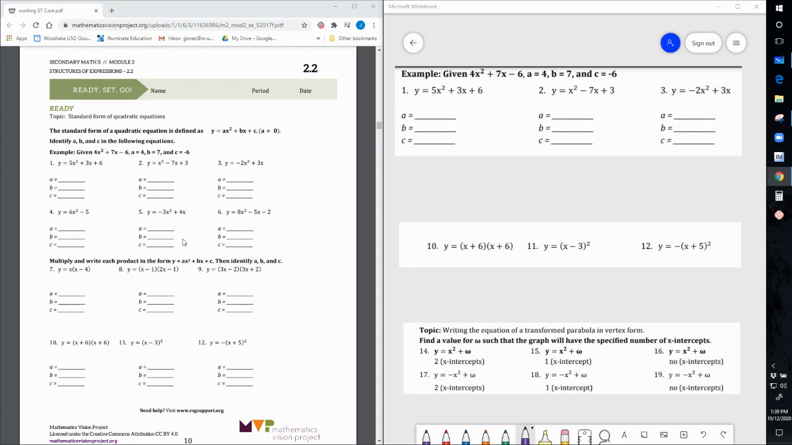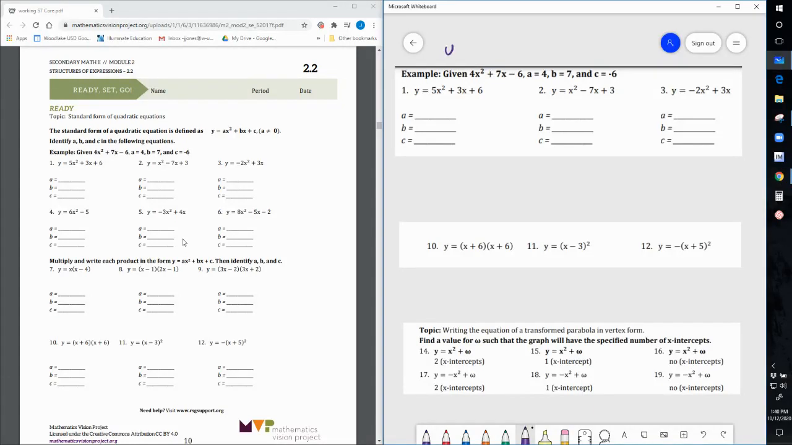So here we go. Number 1 through 6 all do the same thing. It says the standard form of a quadratic equation is defined as y equals ax squared plus bx plus c. You should already have that in your notes. And then it says identify a, b, and c in the following equations. It gives an example, so I'm not going to do any for free for you on these. These should all be very easy.